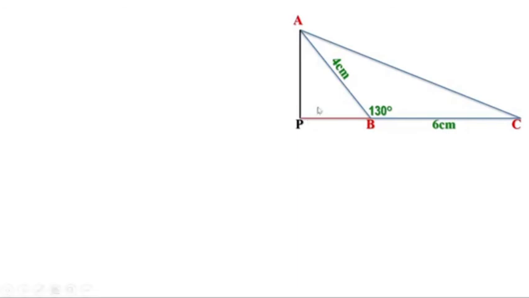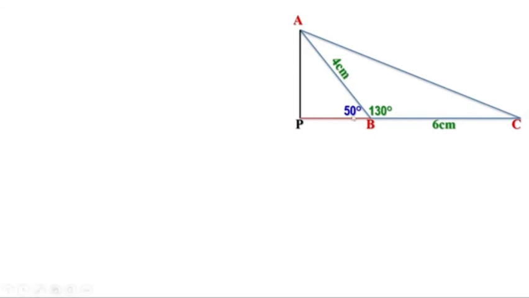The one angle is not given, then how to find that one angle? One clue is there. Angle ABC is 130. Then what is the angle ABP? ABC is given as 130. Then what will ABP be? 180 minus 130, because those two are a linear pair of angles. Therefore angle ABP is 50 degree. We want to find the opposite side. Hypotenuse is given, hypotenuse is 4 centimeter. Then how to find the opposite side?